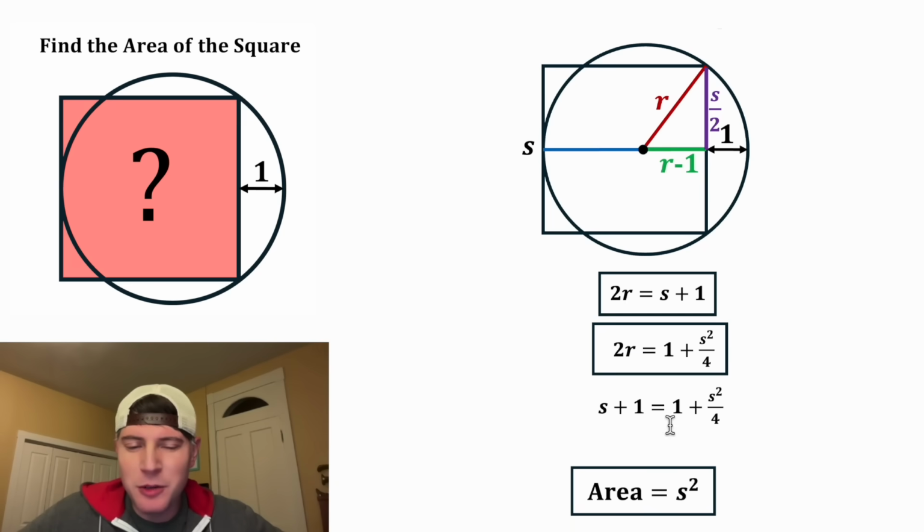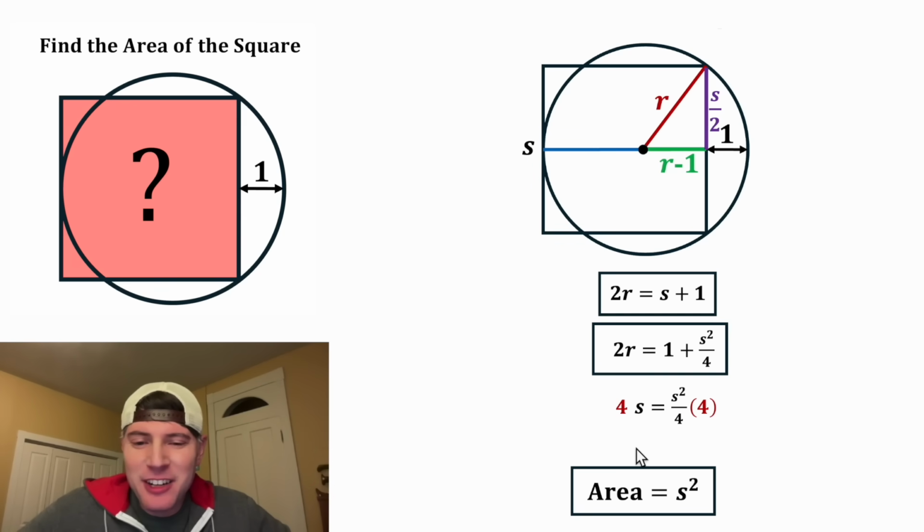S plus 1 equals 1 plus S squared over 4. Well, first let's subtract 1 from both sides. So all of this on both sides will cancel out. And we're left with S is equal to S squared over 4. I don't really like fractions, so let's get rid of this 4 in the denominator. We can multiply both sides by 4. And that'll leave us with 4S is equal to S squared.